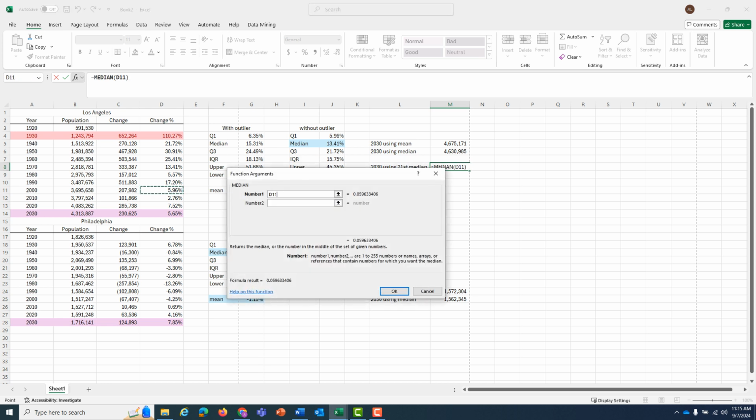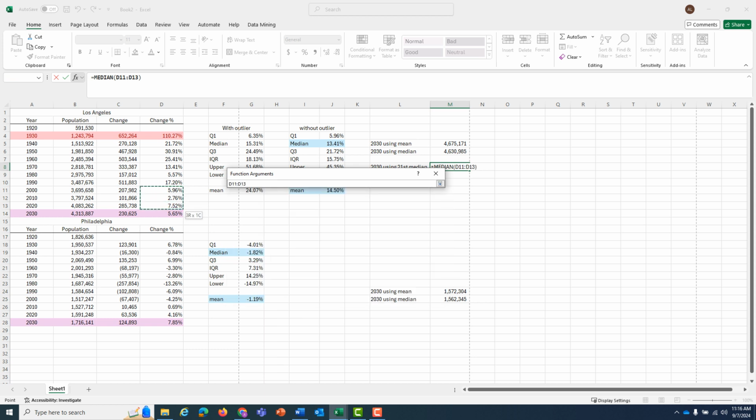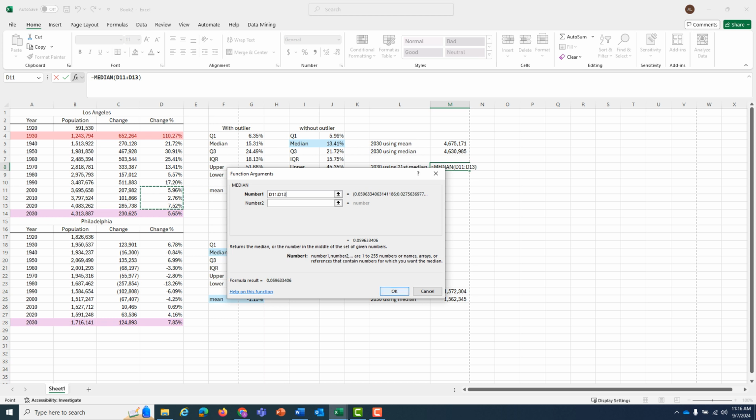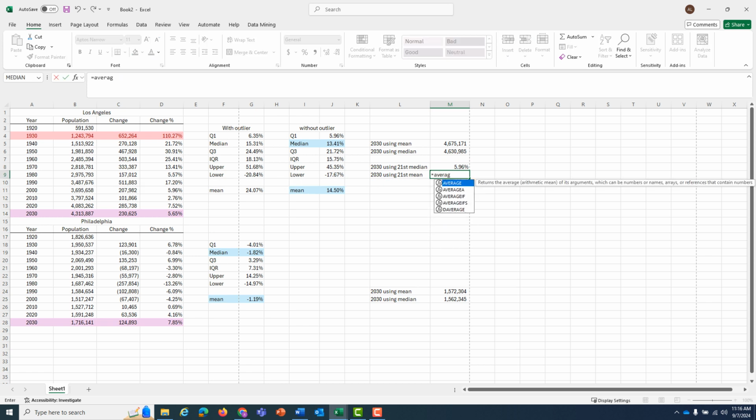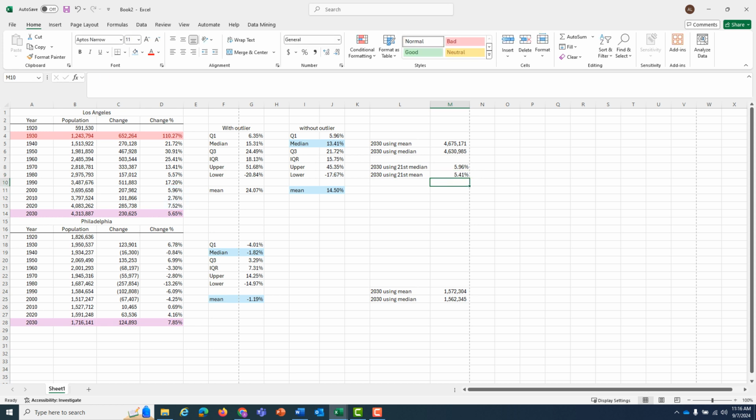21st century would just be the three numbers that we have that were observed during the 21st century, cells D11 to D13. And I'm going to hit OK. And I come up with 5.96%. If I go over here for the mean, in this case, that's average. I'm just going to type it in, equals average, opening parenthesis, of those same three numbers. And I come up with 5.41%.